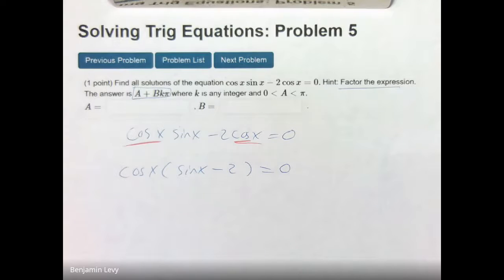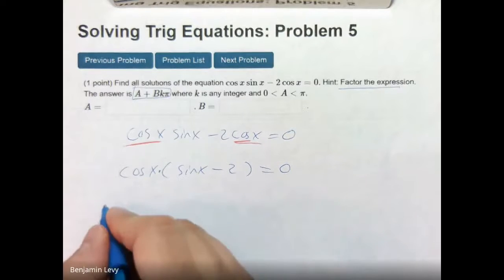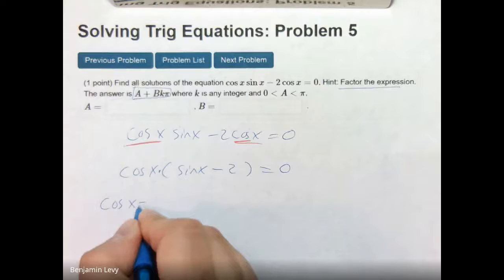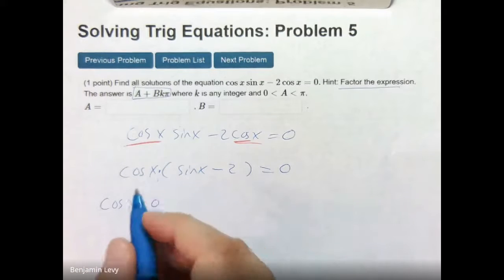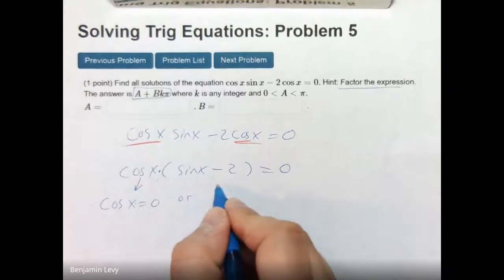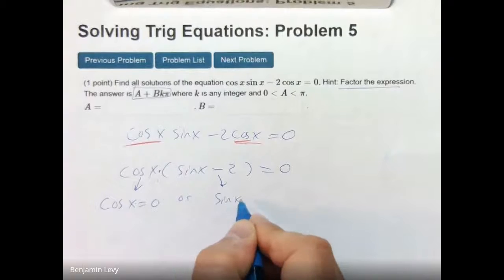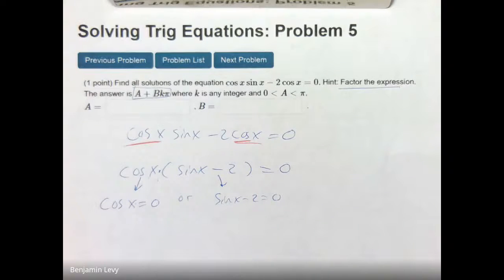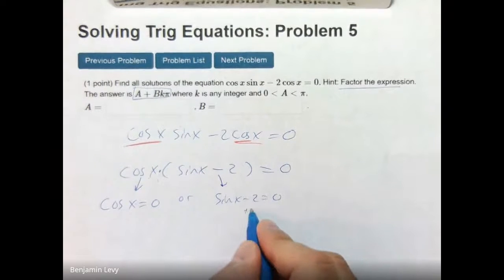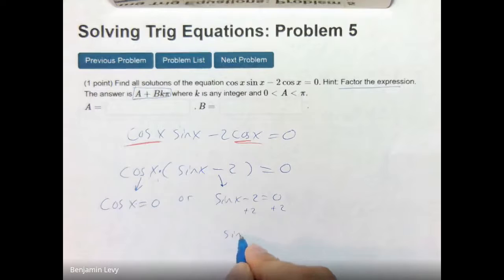And so then you have 2 things being multiplied. You have cosine multiplying this sine x minus 2, and you want that to be 0. So then you set them equal to 0 separately. Cosine equals 0, or sine minus 2 equals 0. And then you just solve those 2 things separately. But one of them runs into a dead end, because when you try to solve the sine one and add 2 to both sides to get sine by itself, you think, where is sine equal to 2?